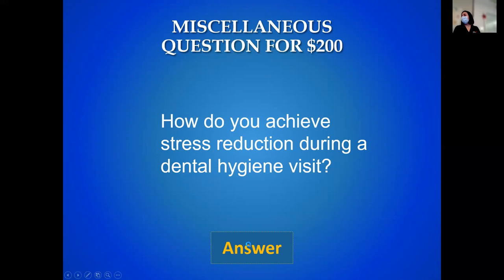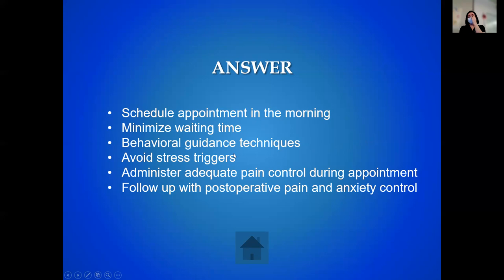Schedule appointments in the morning. Minimize waiting time. Behavioral guidance techniques. We didn't go super into depth on that, but avoid stress triggers. Administer adequate pain control. That'd be your nitrous and local. Follow up with post-operative pain and anxiety control. So, calling, like building rapport, calling your patient, asking how the appointment went. It's like building that trust that sometimes also helps them with the stress of the next one. Okay, good. Next, someone pick another one.